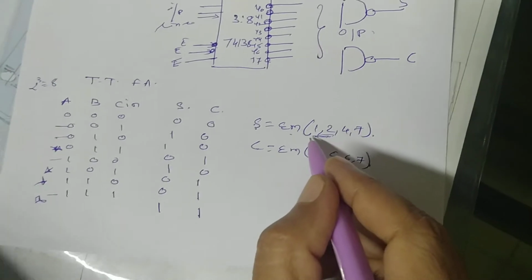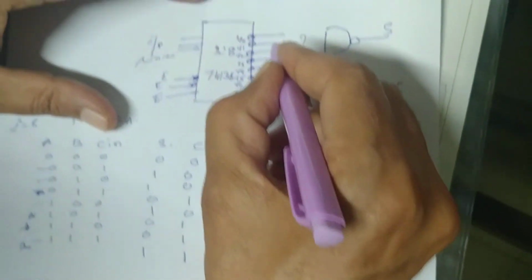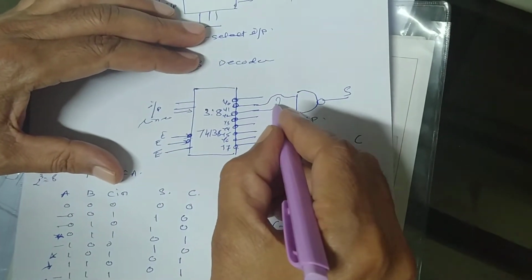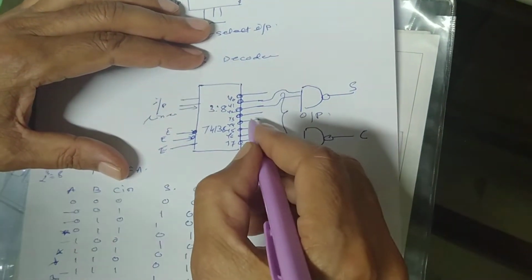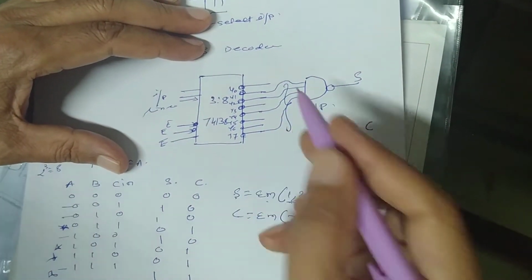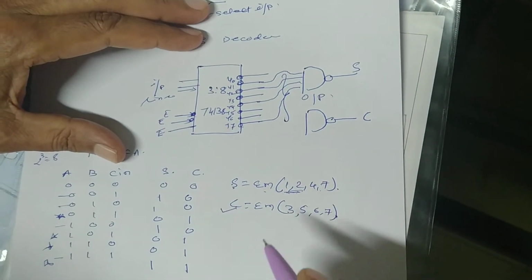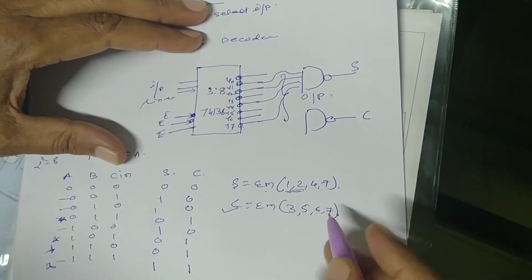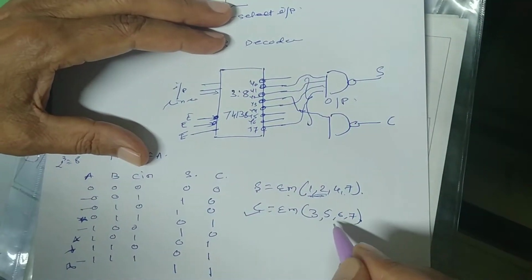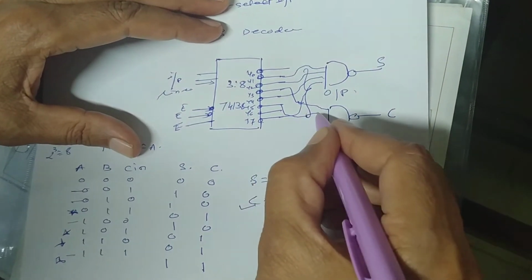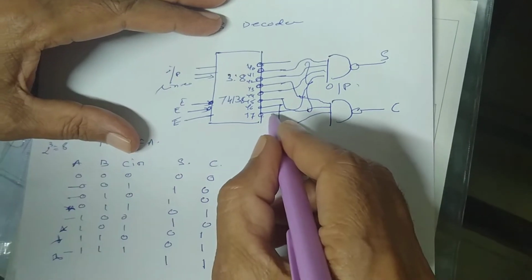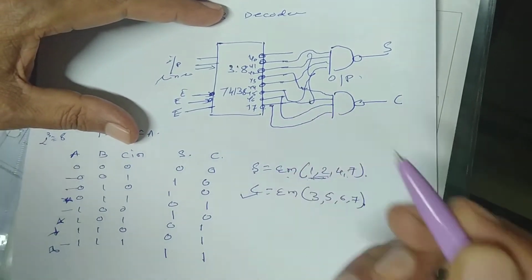Okay, so this outputs 1, 2, 4, 7. Y1 is connected to this input, Y2 is connected over here, Y4 is connected over here, and 7 is one more input. In a similar way, carry is equal to 3, 5, 6, 7. So this Y3 will act as one input to this gate, then 5 will act as one input, then 6, and 7 will act as one input.